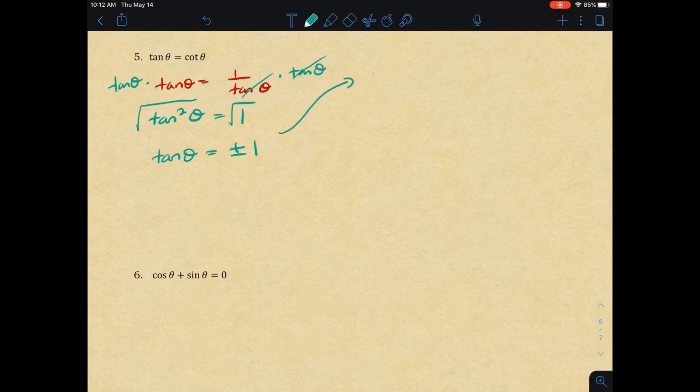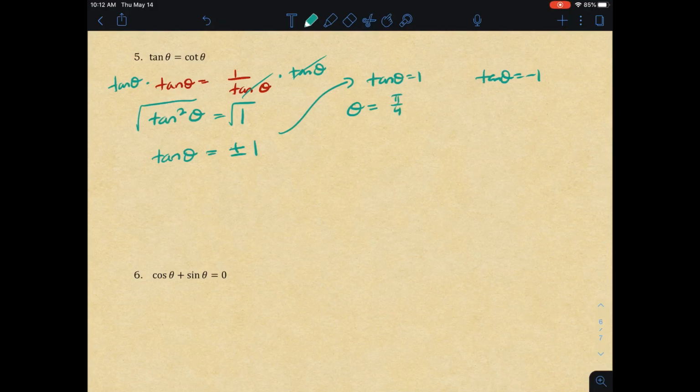So what that tells me then is I'm really solving 2 equations here. Tangent of theta equals 1, tangent of theta equals negative 1. And again, we're only finding solutions between 0 and 2 pi. So the nice thing about tangent is that it has a period of pi. So I only need to find the solution in the first 2 intervals, right, between 0 and pi.